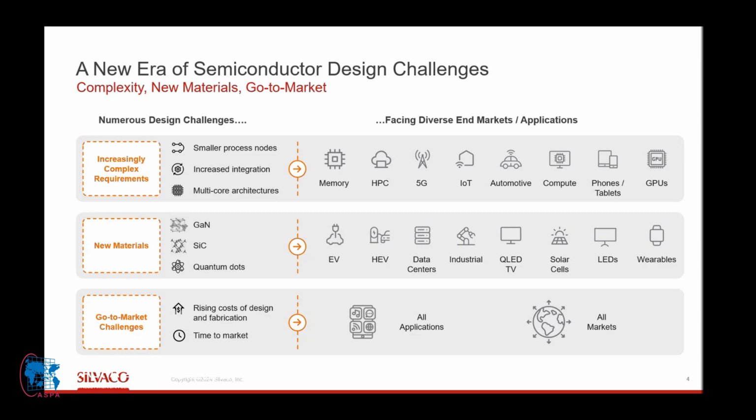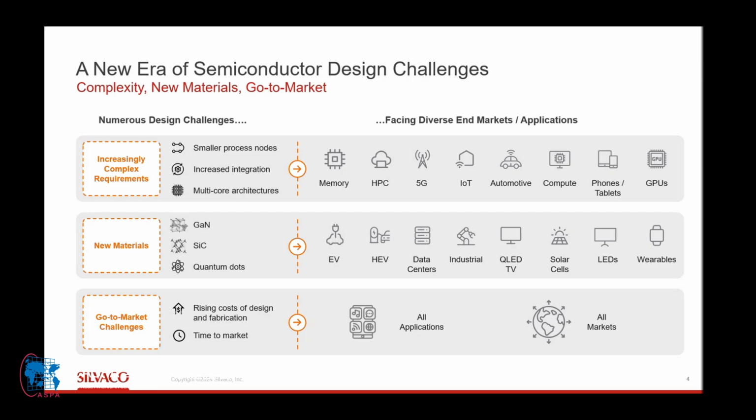Then you have to do the panel itself. However, what I'm trying to get at is that adding new material imposes new challenges in terms of simulations, system requirements, manufacturing, and so forth. Huge challenges. And the third and last but not least is go-to-market challenges.